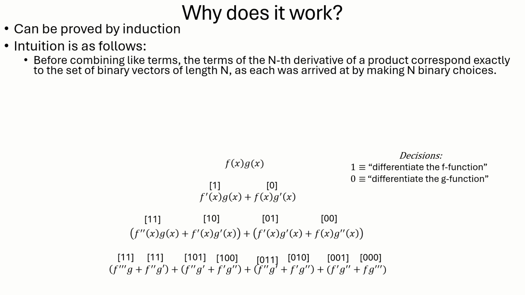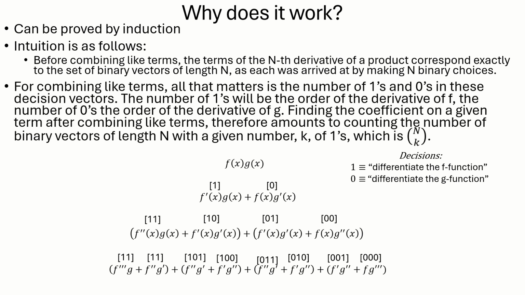When we do combine like terms, all that matters is the number of 1s and 0s in our decision vectors. The number of 1s will be the order of the derivative of f, and the number of 0s will be the order of the derivative of g. Finding the coefficient on a given term after combining like terms is therefore done by counting the number of binary vectors of length n with a given number k of 1s, which is nothing more than n choose k.